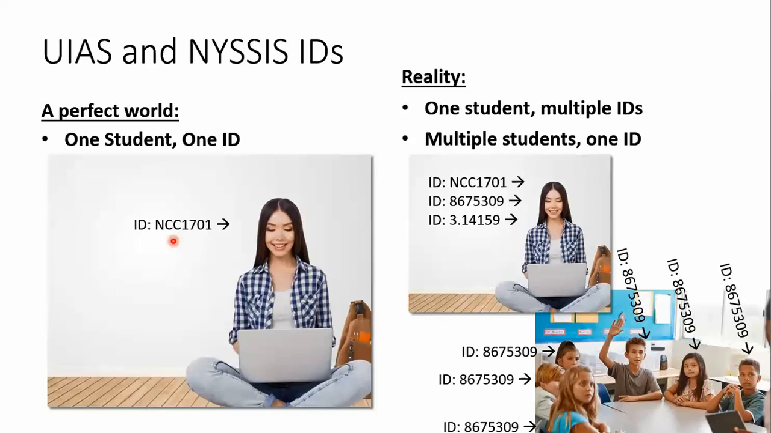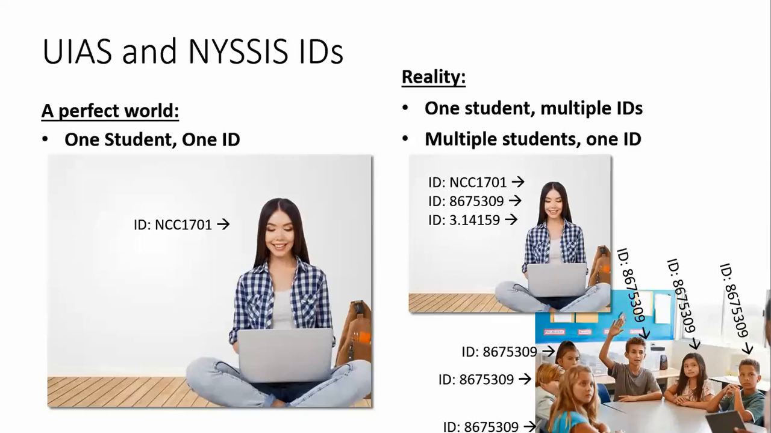So that's our perfect world. But then over on the right, we have reality. We may have one student with multiple NYSES IDs, or we may have one NYSES ID pointing to multiple students. These errors will tend to show up in the UIAS report.